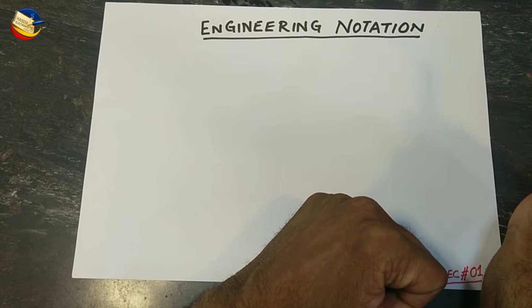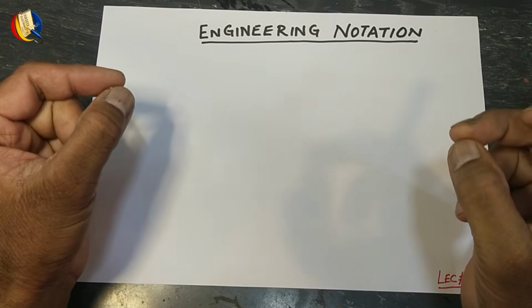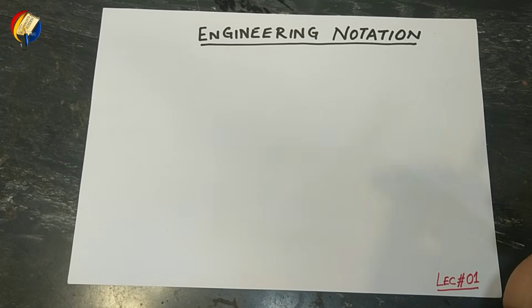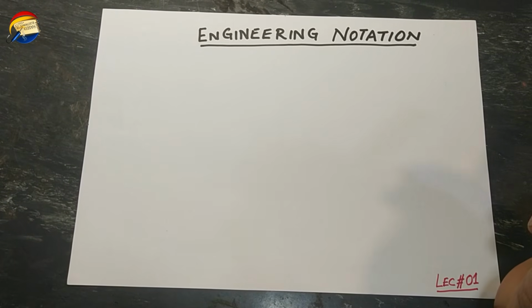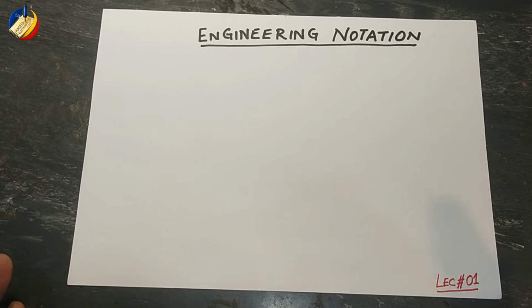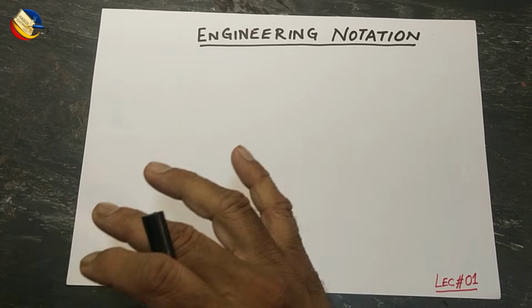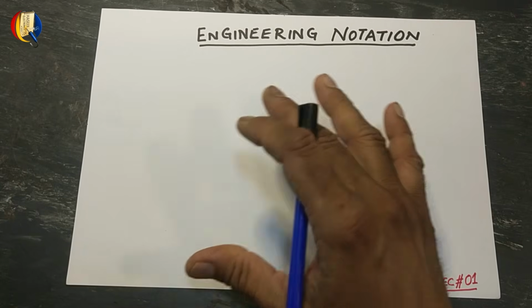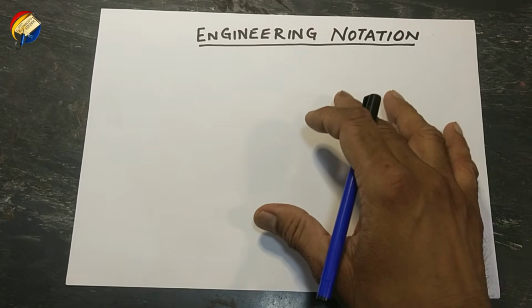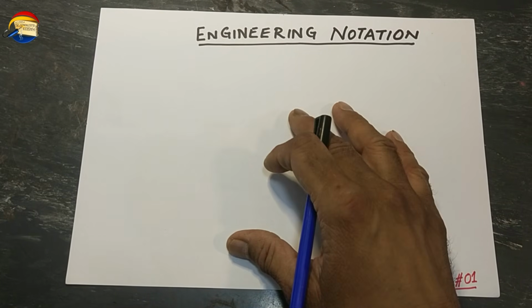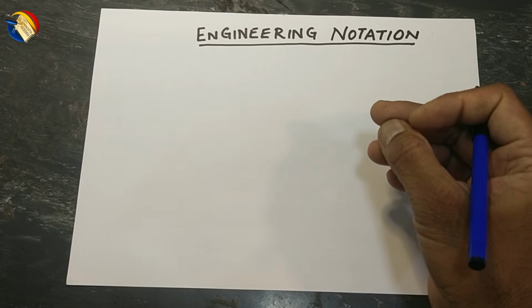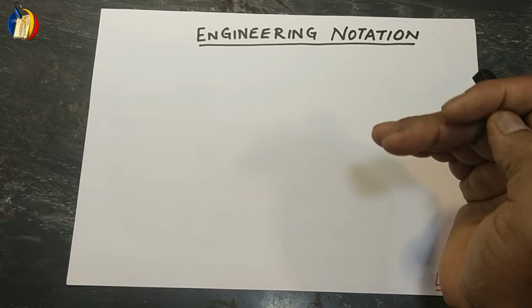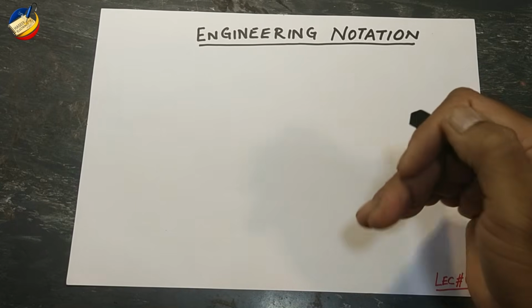Engineering notation. What is notation? It is a system for expressing something. If we are expressing some signs, some digits, some numbers in a specified pattern, that is known as notation. Engineering notation: when we are studying electronics engineering or any branch of engineering, a special format is used to indicate different values. The value may be extremely small or extremely large.